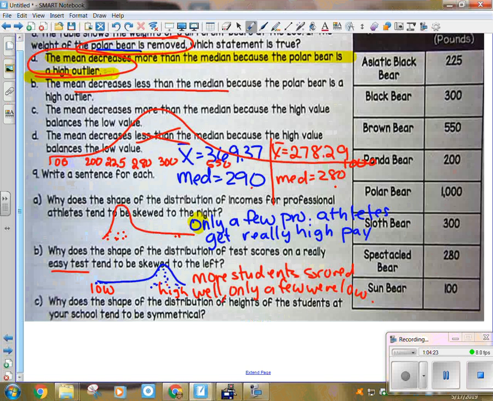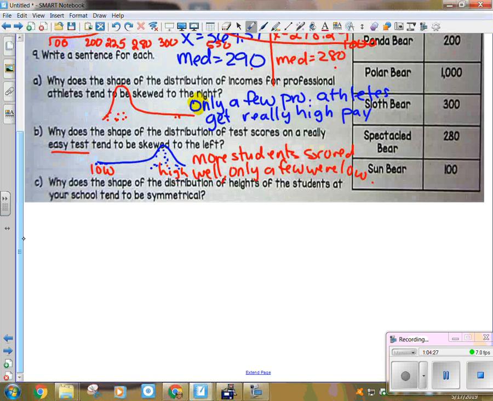Why does the shape of the distribution of heights of the students at your school tend to be symmetrical? Well, basically, you've got girls, you've got boys, then you've got younger boys, and you've got some older girls. But by the time you balance everybody out, the shape of the curve tends to match that of a population of people. And pretty much we're all achieving high school adult age. So we don't really have that dramatic difference in heights as you would from elementary to high school.